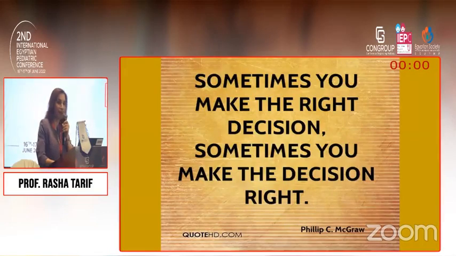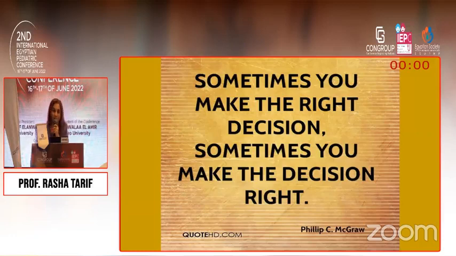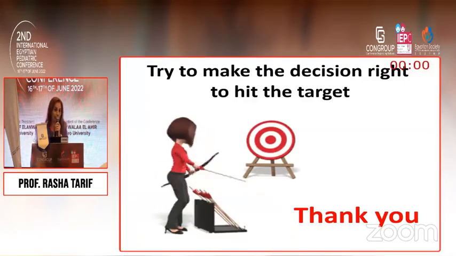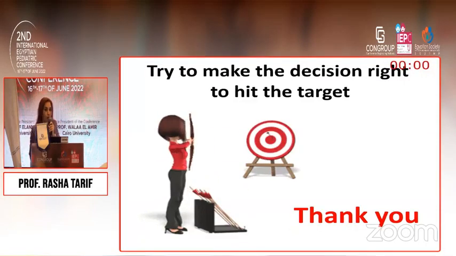And finally, this is a quote that I liked a lot. Sometimes you make the right decision, and sometimes you make the decision right. And this is what we need to do when dealing with those children and this critical part of pediatric endocrinology. So try to make the decision right in order to hit the target.